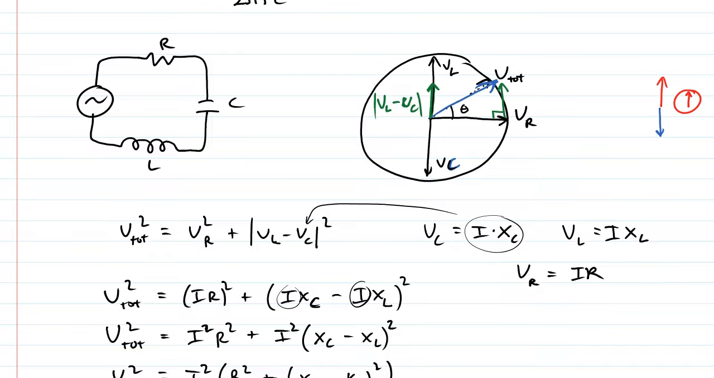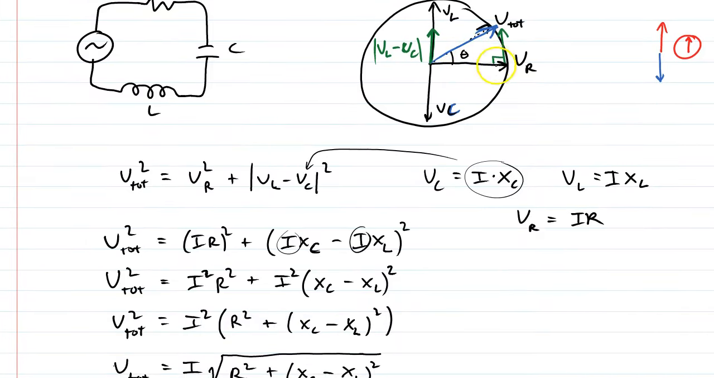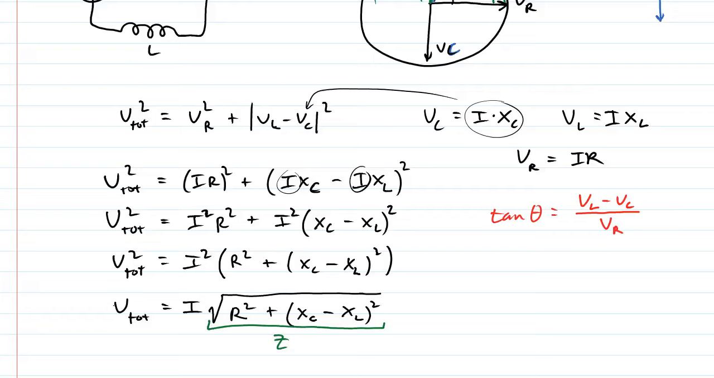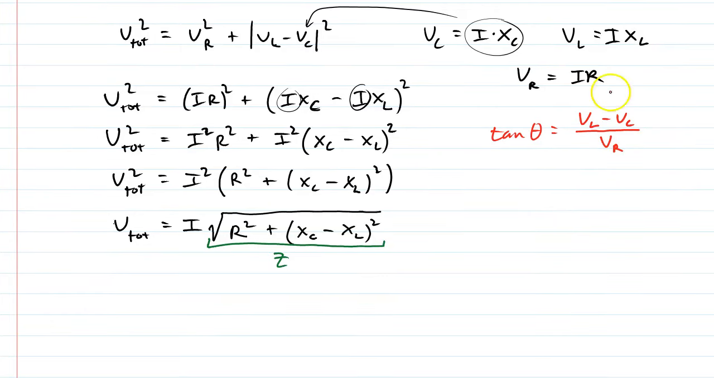The other thing we need to find here is theta, the angle that this vector makes. And so just remember here, and I'll do this in red on the side here, the tangent of theta of this right triangle here, so opposite over adjacent, the opposite side is this green stuff here. So you have VL minus VC, and then you have VR on the bottom, which is your adjacent side of the triangle. Okay, and we want to do the same thing that we did before.